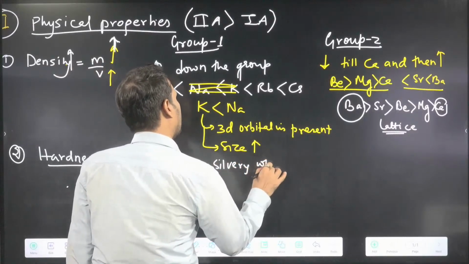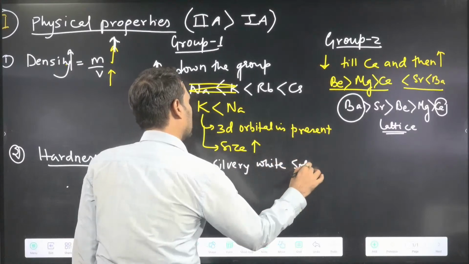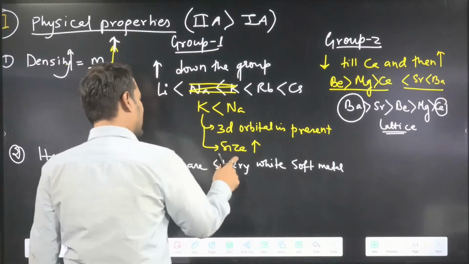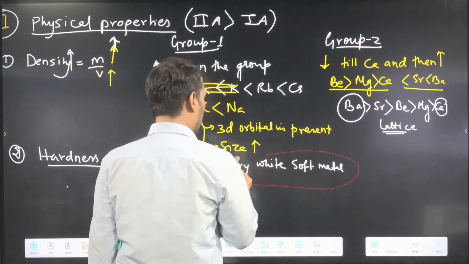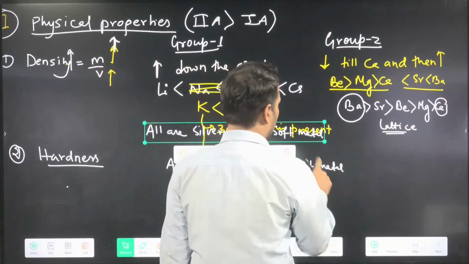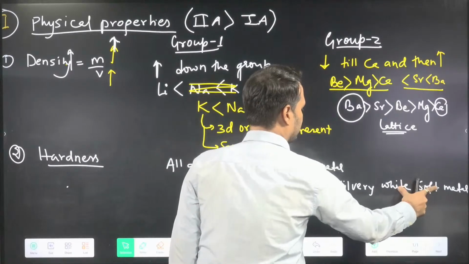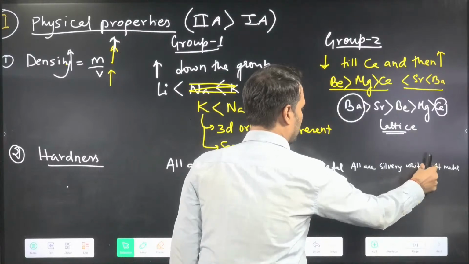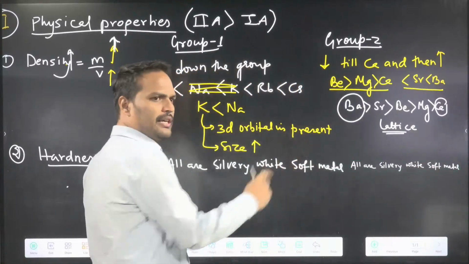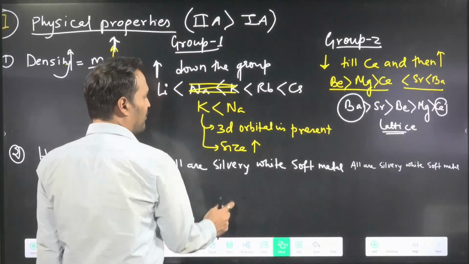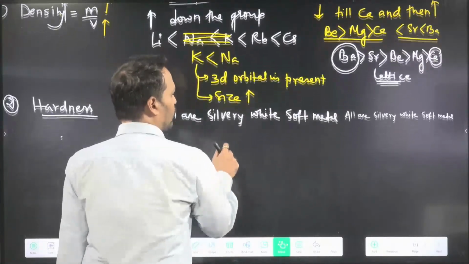silvery, white, soft metals. In the second case also the same point is there. They are also silvery, white, soft metals. So I am just cloning it. They are also the same thing, but they are comparatively harder than group 1.